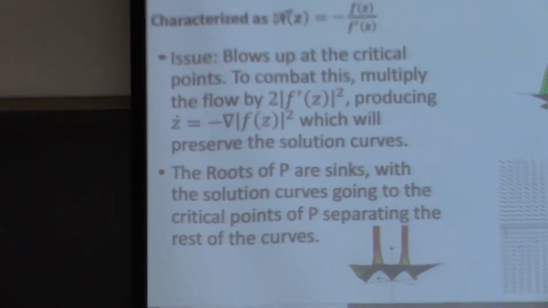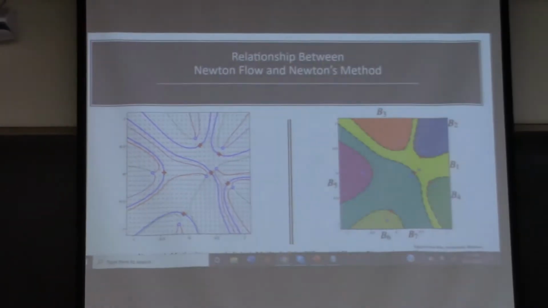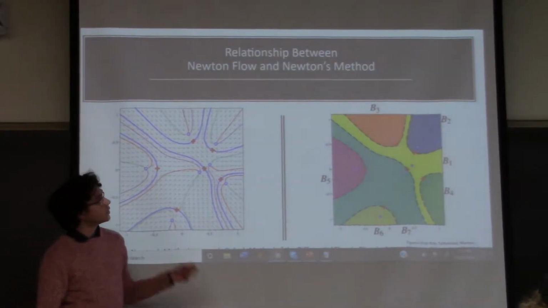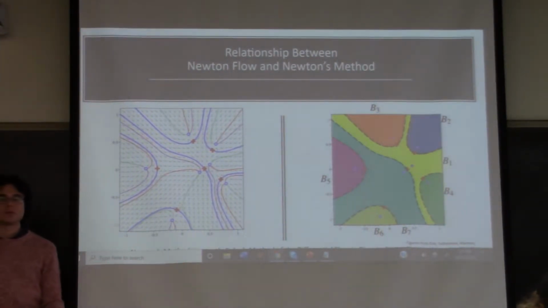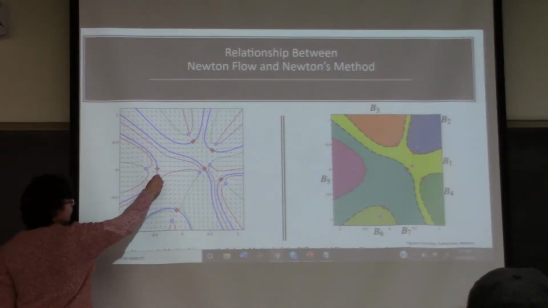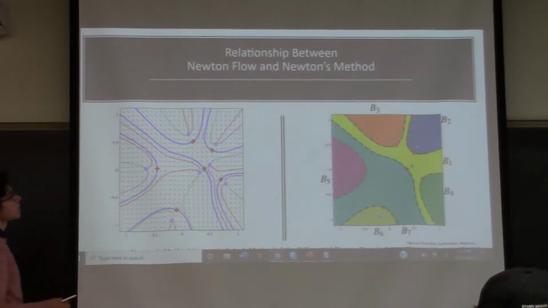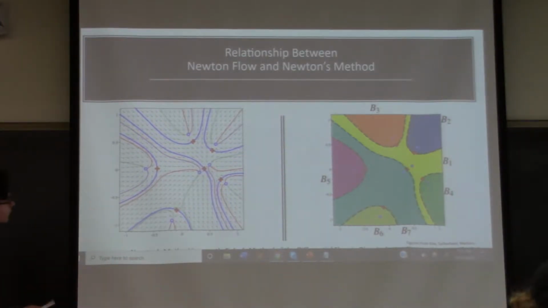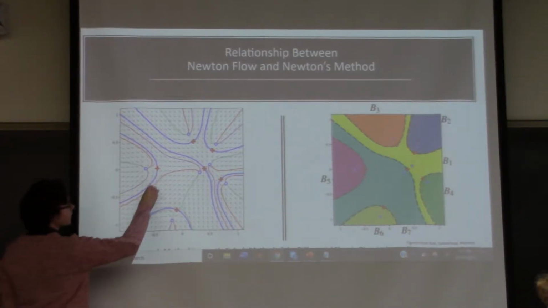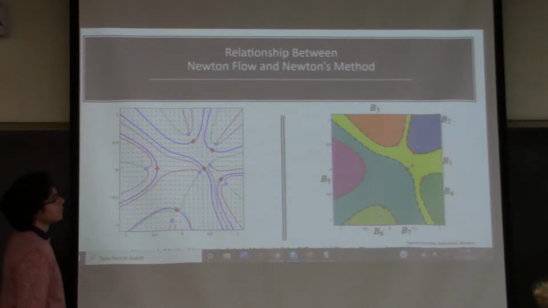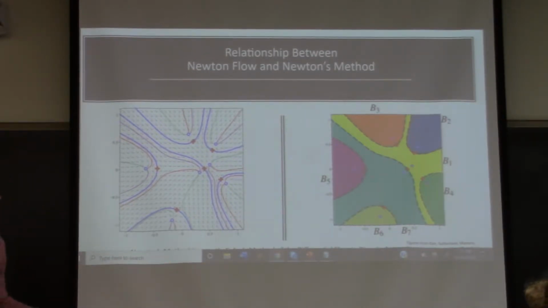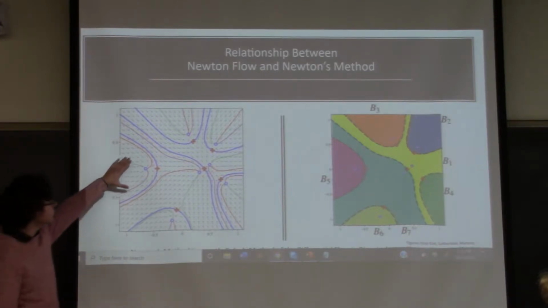Okay. So what you notice is that there's a very nice relationship between Newton's flow and Newton's method, in the sense of how I described it before, but also in a way that if you examine the solution curves to the critical points, it isn't defined at the point itself, but there's still a set of curves that get you to this place. And those are what we call separatrices, the things that separate one set of solution curves from another.